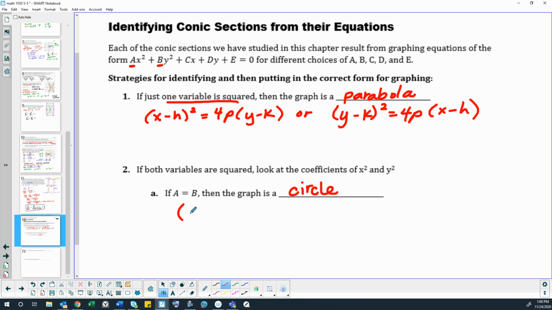All right, and of course our standard form for a circle is x minus h squared plus y minus k squared equals r. And if there were an a and b value that were not equal to 1, that would be divided out from everything and would become part of that r value when all is said and done. We've seen examples like that. All right, next.